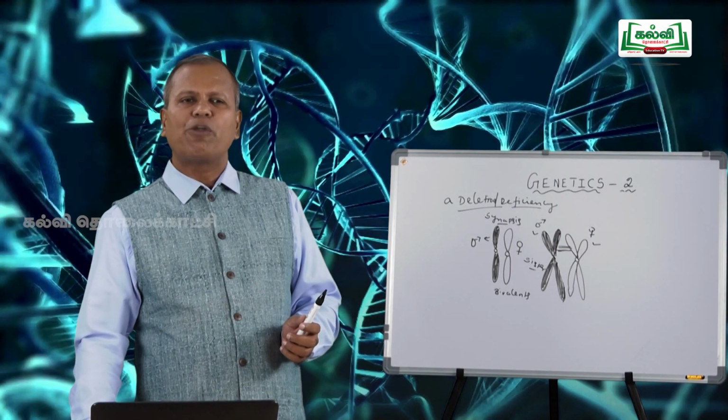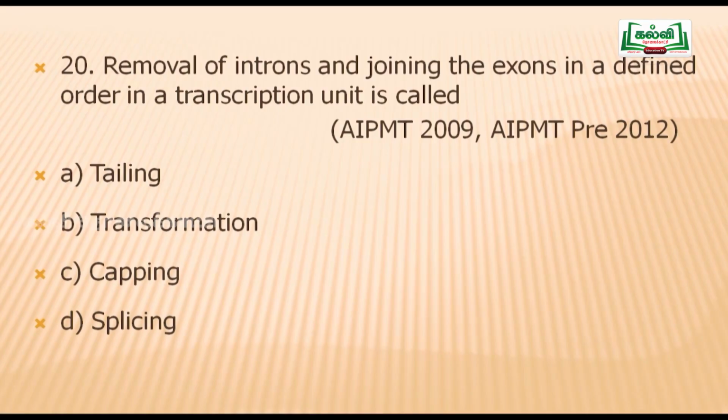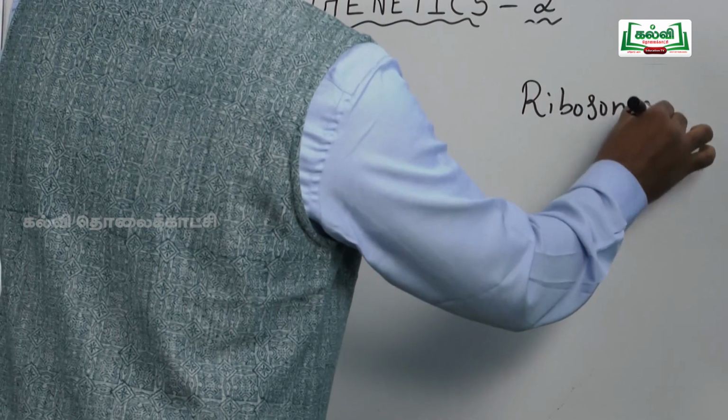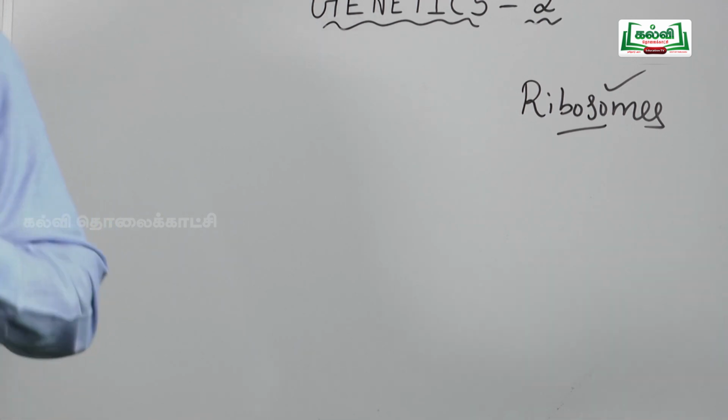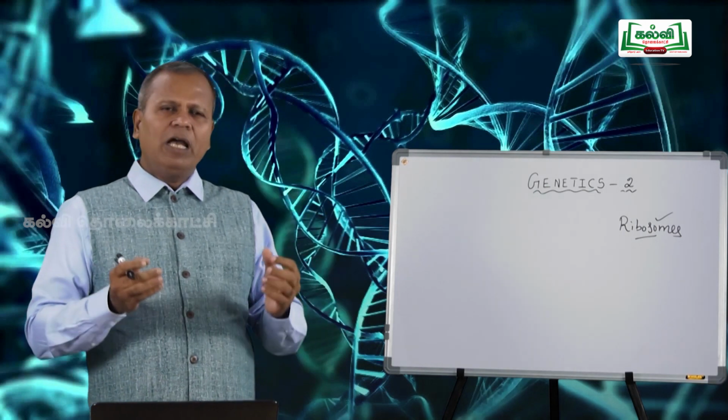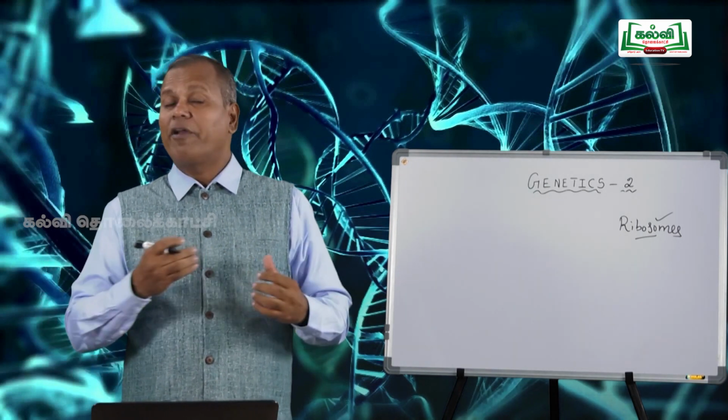Then question number 20. Removal of introns and joining the exons in a defined order in a transcription unit is called: tailing, transformation, capping, or splicing. What is transcription? At the time of protein synthesis, the production of protein, which actually takes place in the ribosomes. So the ribosomes are known as the protein factories. The amino acids are combined by peptide bonds, finally a long chain of protein is formed, or protein is synthesized.